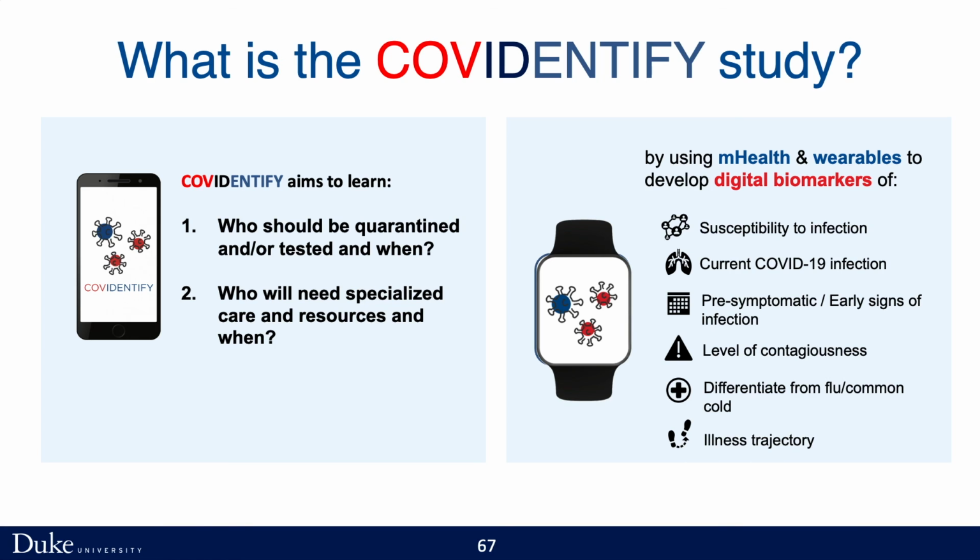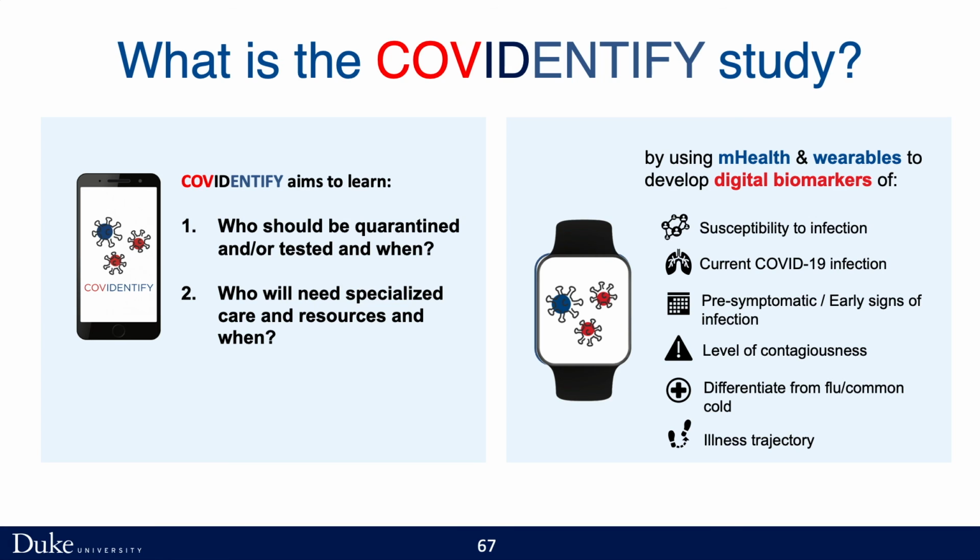And our goal is to use information that we capture from daily surveys about people's illness symptoms, so whether or not somebody is experiencing symptoms, how severe those symptoms are, and whether or not they've been tested, and then using information from the smartwatch to try to develop digital biomarkers of susceptibility to infection, whether or not somebody is currently infected with COVID-19, whether there are pre-symptomatic or early signs of infection, or even asymptomatic signs.